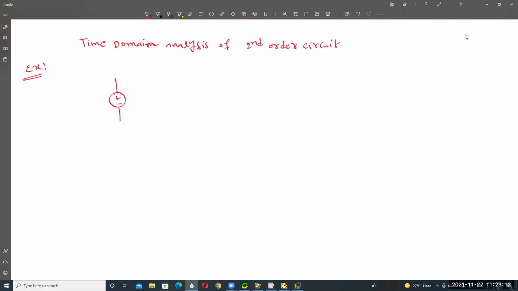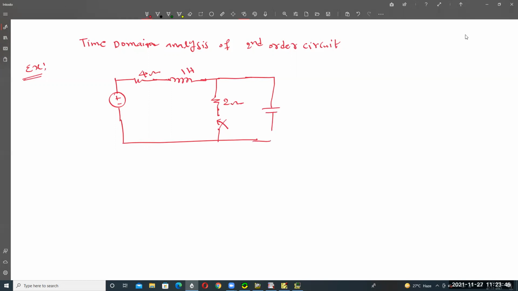Plus minus 4 ohms. Okay, and this is called inductance, so 1 Henry. This is called 2 ohms. This is called switch. This switch is connected like this, for example. And this is called capacitor. Capacitance 1/2 farads. Okay, your voltage is called 12 volts.